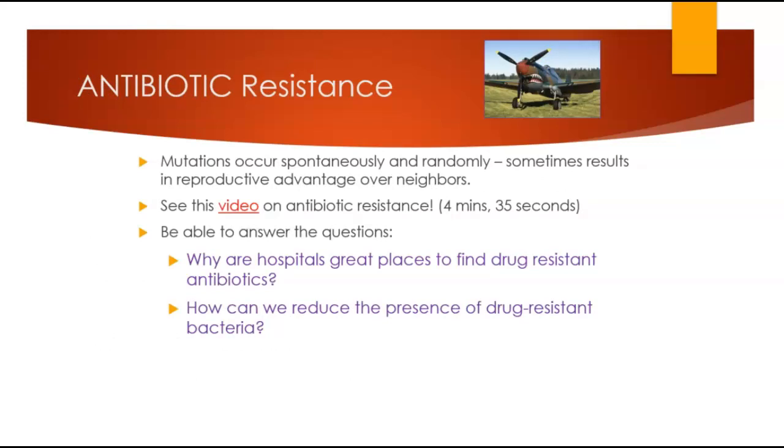Antibiotic resistance. Mutations occur spontaneously and randomly in bacteria, and sometimes they result in sort of a reproductive advantage over their neighbors. And so if you watch this video, which you really need to watch if you don't remember antibiotic resistance, it's super well done. It's done by Ted Ed, and it will describe how antibiotic resistance occurs.